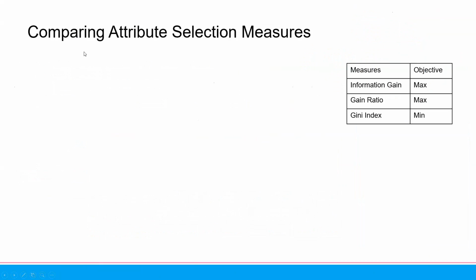So we can compare these attribute selection measures that we have learned until now. There are 3: the information gain, the gain ratio, and the Gini index. The information gain is to get the maximum value. The gain ratio is also to get the maximum value. For the Gini index, we want to get the minimum value.